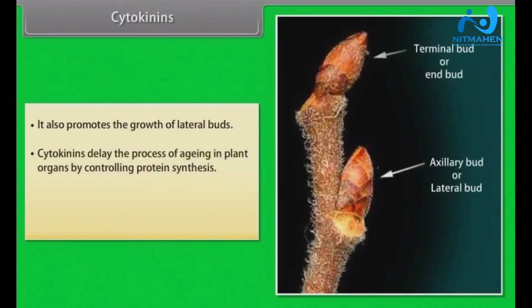Cytokinins delay the process of aging in plant organs by controlling protein synthesis. It also helps in accumulation of salt in plant cells.